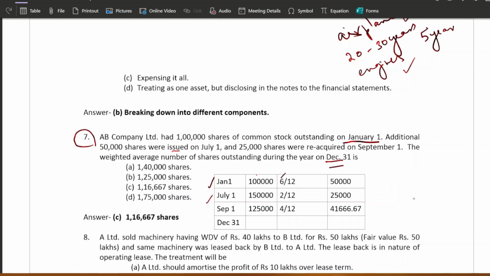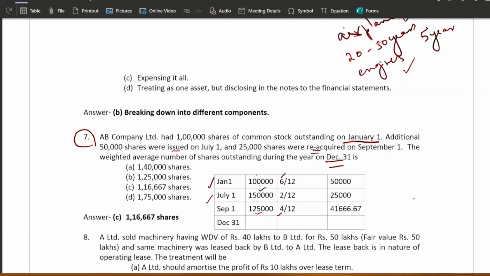Now, let's come to July. So, 50,000 shares were issued. Okay, and the next date is September. So between July and September, we had 1,50,000 shares because we had 1 lakh shares and then additional 50,000 shares were issued. Okay, between July and September, there are 2 months. Now last, in September, shares were reacquired, which means you have to minus, reacquired by the company. Okay, the company got it back. So that means the shares which are outstanding are 1,50,000 minus 25,000. So we get this. Now, between September 1 to December 31, there are 4 months.